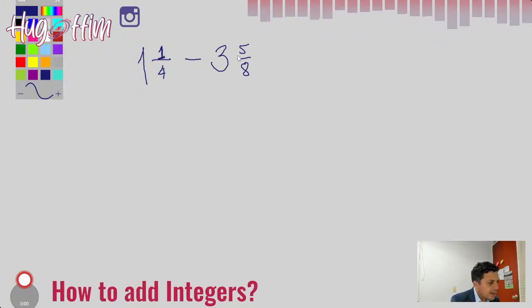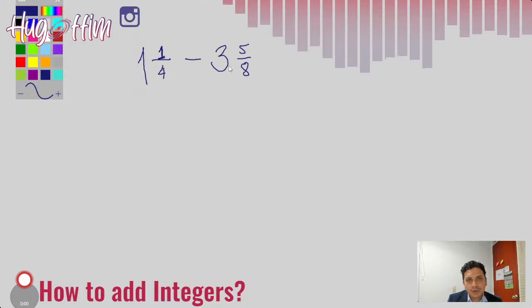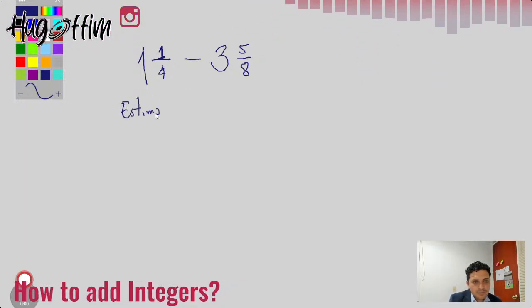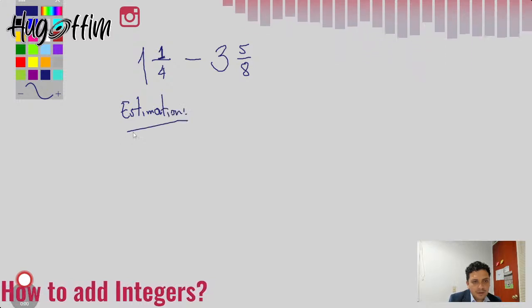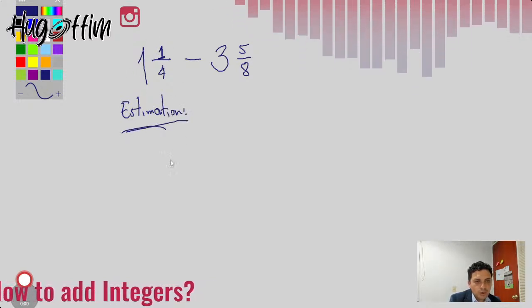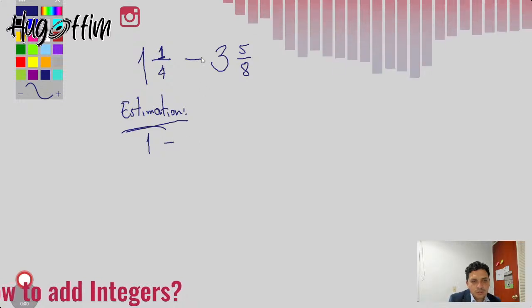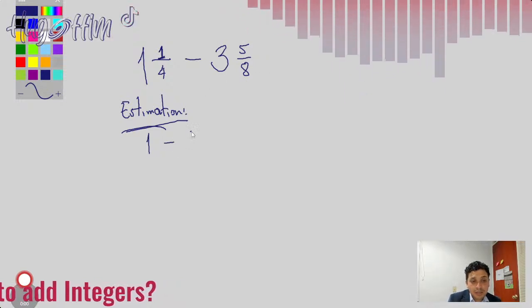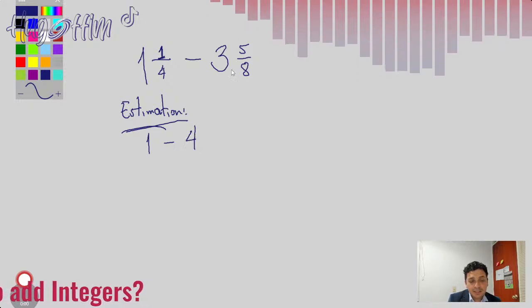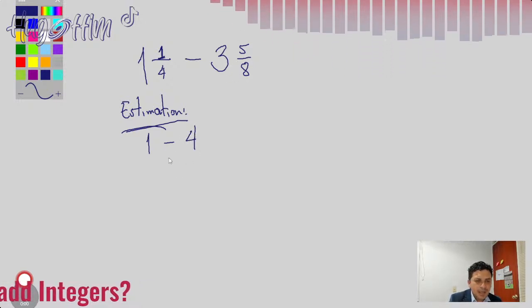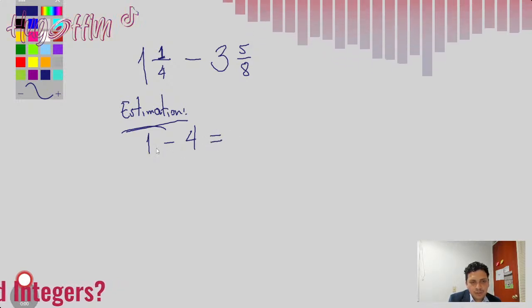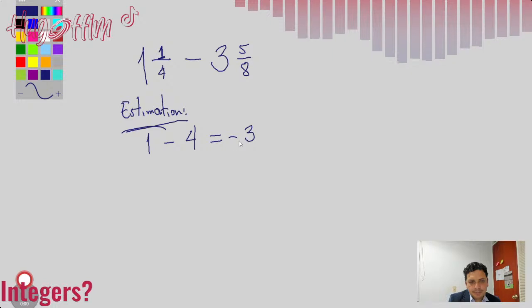Now, I suggest you always start by estimating the answer. In the case of mixed numbers, let's estimate 1 1/4 minus 3 5/8. So 3 5/8, we're going to round it to 4, because 5/8 is greater than 1/2. So I'm going to get 1 minus 4, and 1 minus 4 is going to get me -3.